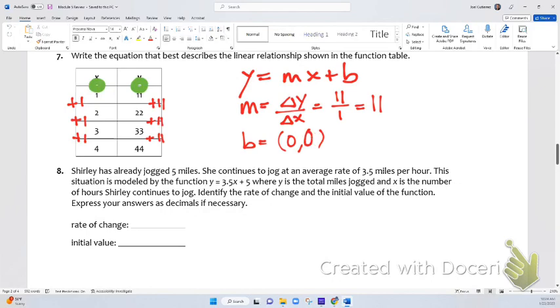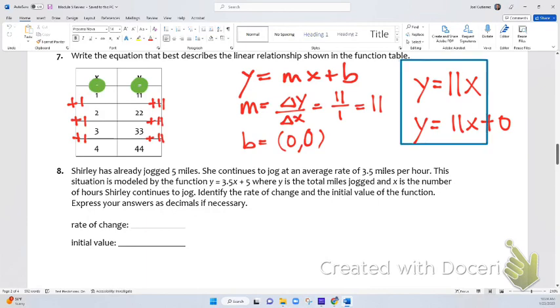So now that we have our information, we can write our equation. So the equation would simply be y equals 11x. Or you can write y equals 11x plus 0. Most textbooks will not put plus 0. They will just leave it out, which is why some of you guys are always like, why does it not have a number in the back?